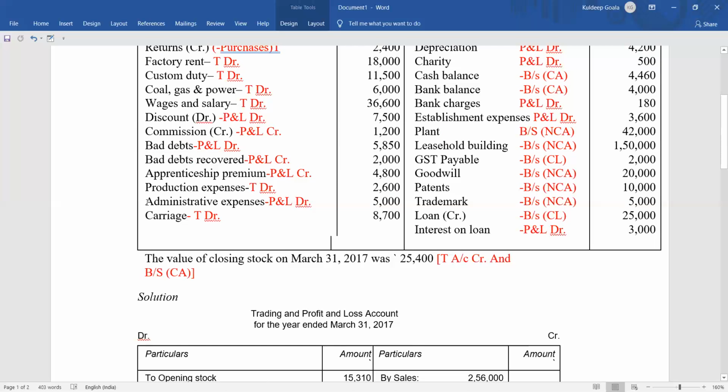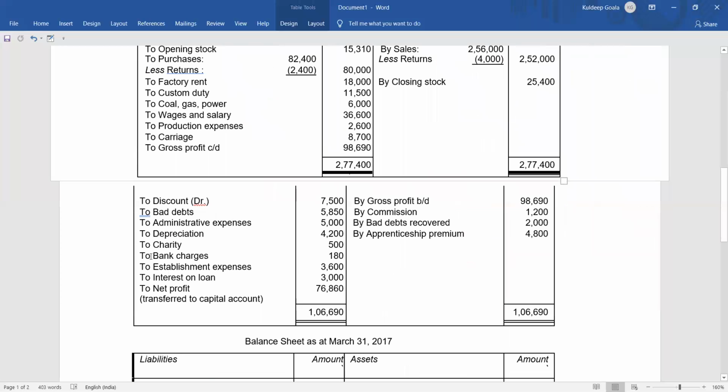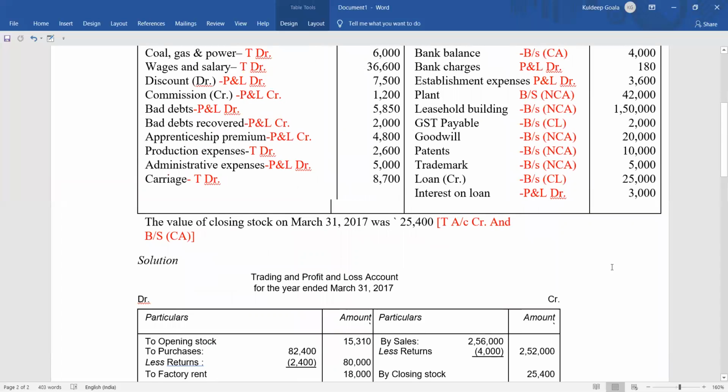We have got administrative expenses of 5,000 rupees. It will go in the trading account, sorry, profit and loss account debit side. So it will also appear here as two administrative expenses, 5,000 rupees. Let's see what else is there. Now nothing here in this side.